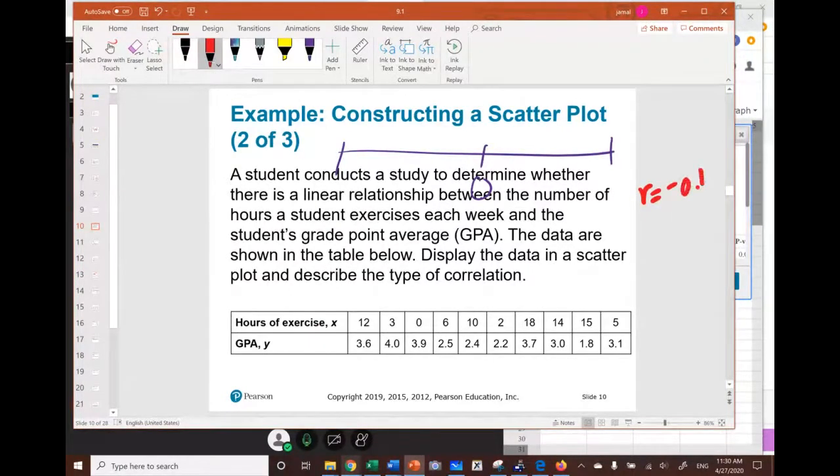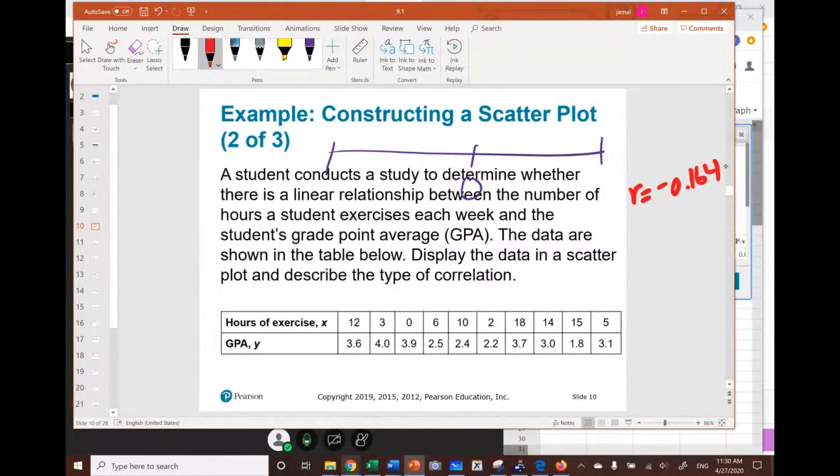Negative 0.164. Notice that the negative 0.164 is very close. It's within very close range of 0. Very, very close to 0. Anything close to 0 tells me there is no correlation. And again, it's no linear correlation I'm talking about in here. There is no linear correlation in here because it is very close to 0.